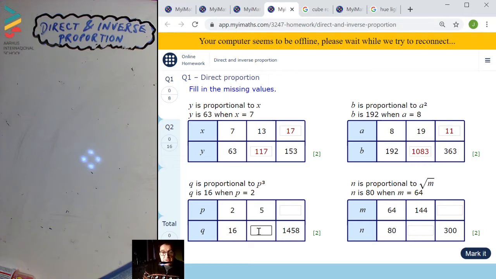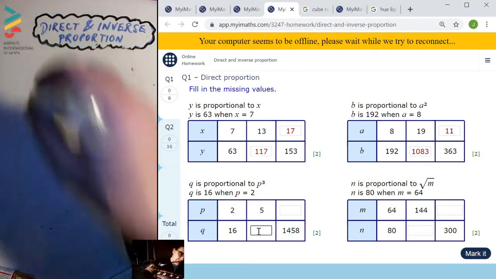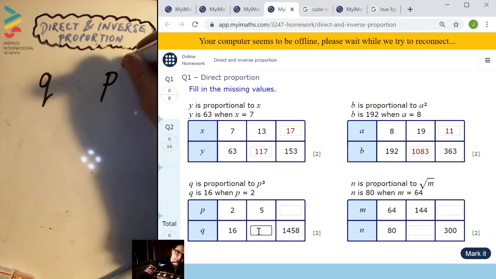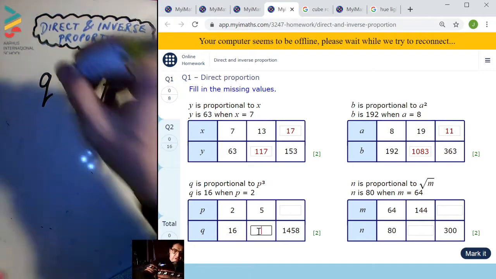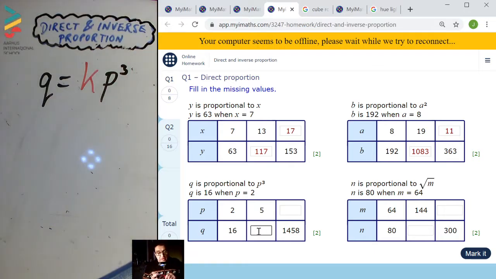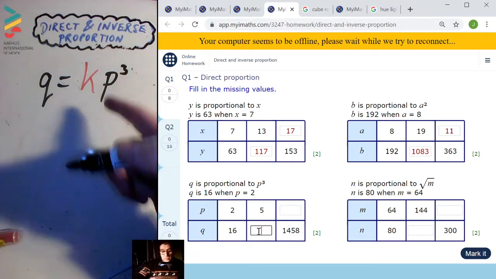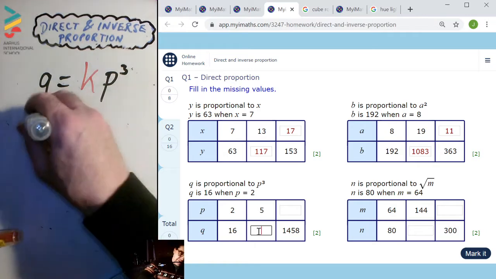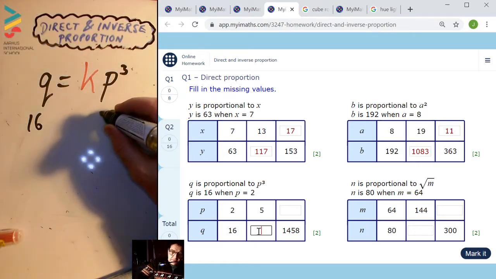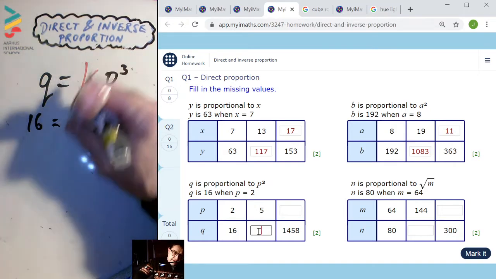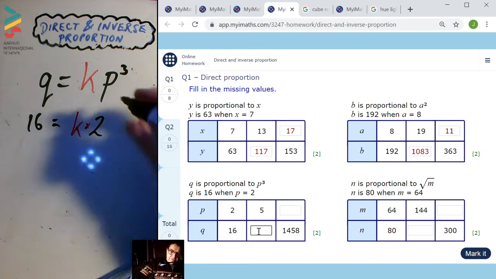Okay, the next one, Q is proportional to P cubed. So we've got two things going on, Q and P cubed, and because they're proportional, Q is equal to some constant that we've got to figure out times P cubed, and we're going to call that constant K as usual. We've got the information that Q is 16 when P equals 2. So 16 equals K times 2 cubed.